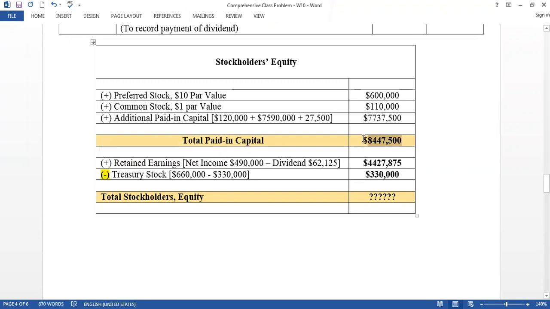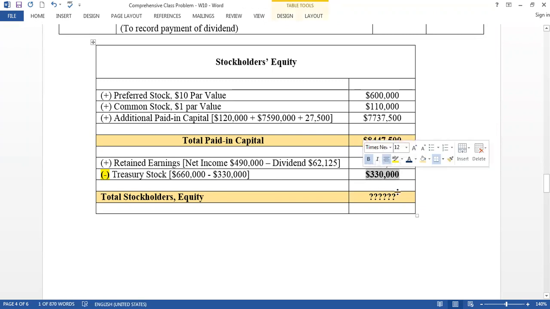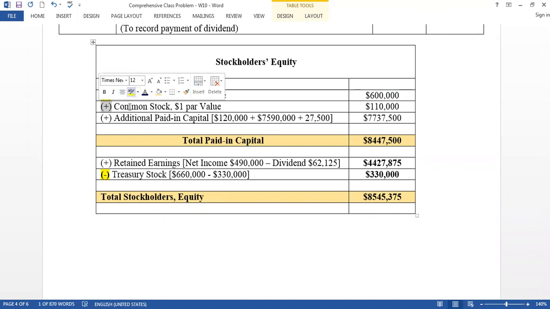So we have these three plus retained earnings minus treasury stock equals the total amount of stockholders equity, and it is 8,545,375. This is the relationship, plus or minus. According to this question, we have all additional paid-in capital credit, so we make it all plus, then retained earnings plus, minus treasury stock. We receive this money, so you are the shareholder, this is your money, right? You can claim this money in future, anytime. For example, you all are shareholders of this company, and it is your money.